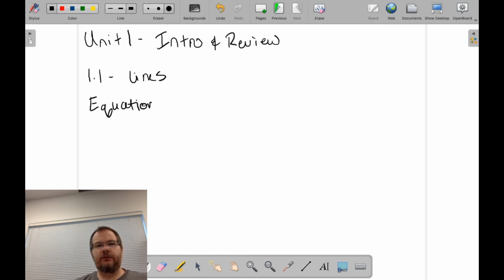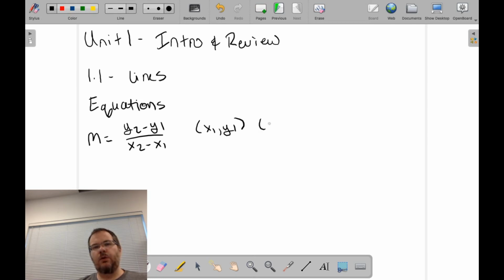Not even anything else, just equations, like Cher or Madonna. So the first one is the equation for slope. In algebra, we use m to represent slope because of Latin, but it doesn't matter. The equation for slope is y2 minus y1 over x2 minus x1, where you have some point x1, y1, and some other point x2, y2.